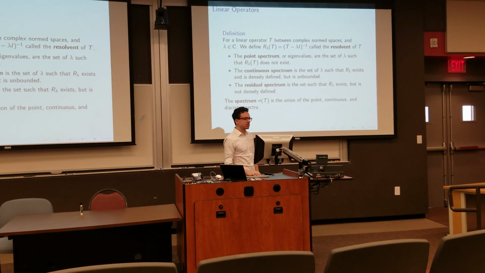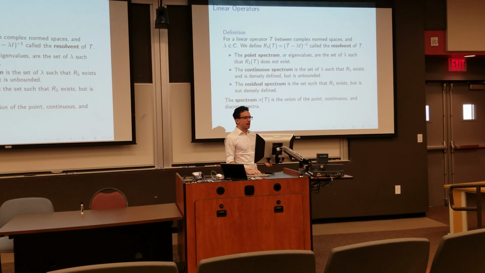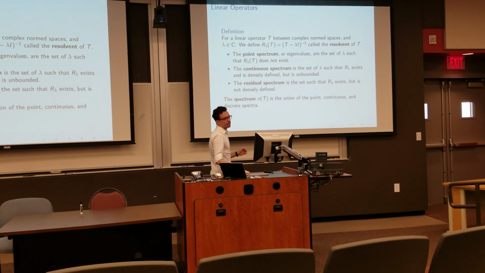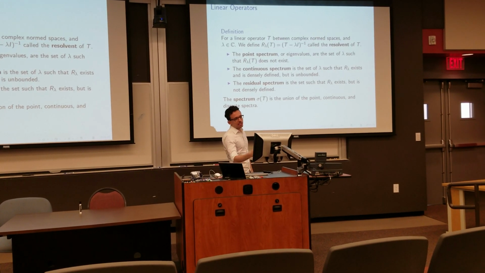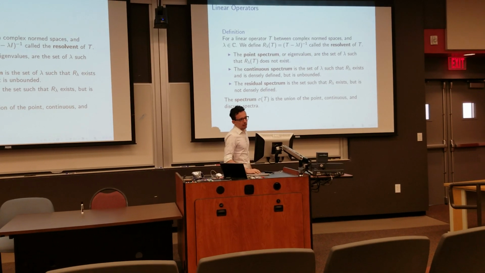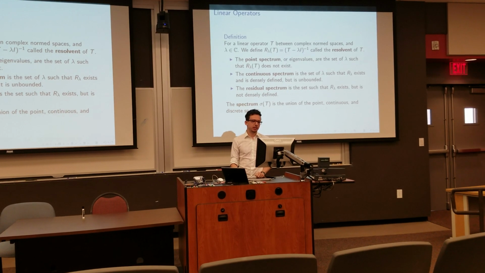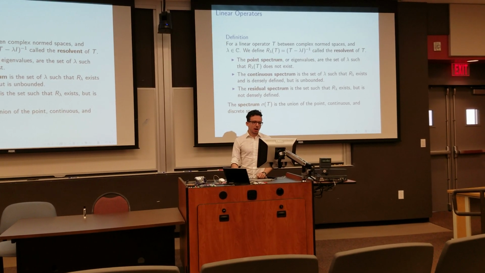So the point spectrum is the set of lambda such that the resolvent of T doesn't exist. In other words, T minus lambda I is not invertible. That coincides with our normal idea of eigenvalues.